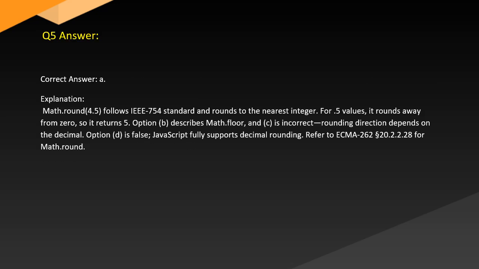Answer. Correct answer: A. Explanation. Math.round(4.5) follows the IEEE 754 standard and rounds to the nearest integer. For .5 values, it rounds toward positive infinity, so it returns 5. Option B describes a math flaw and C is incorrect. Rounding direction depends on the decimal. Option D is false. JavaScript fully supports decimal rounding. Refer to ECMA-262 for Math.round.